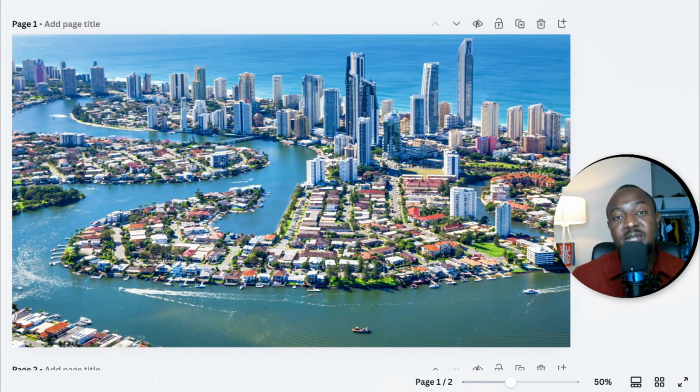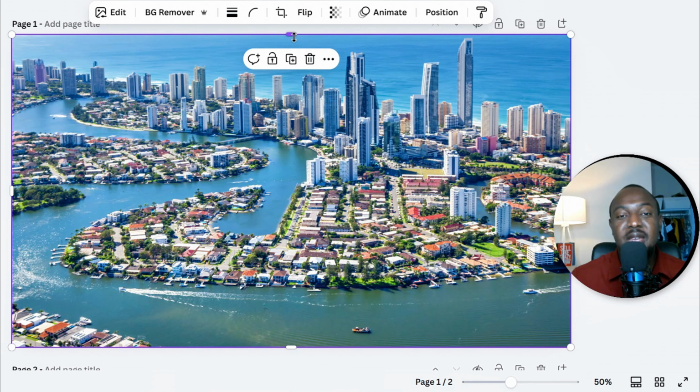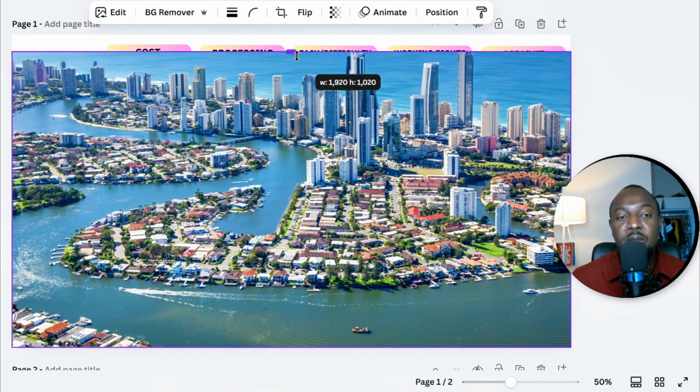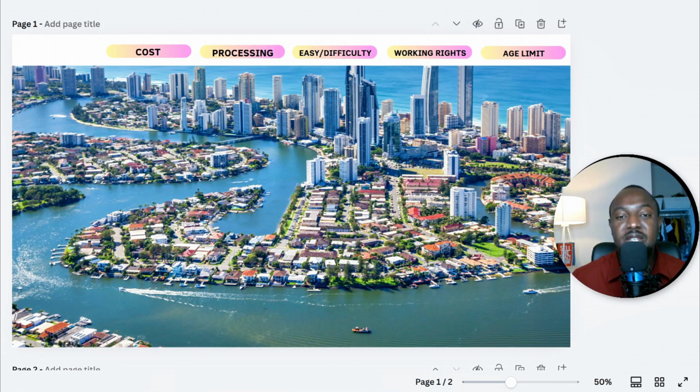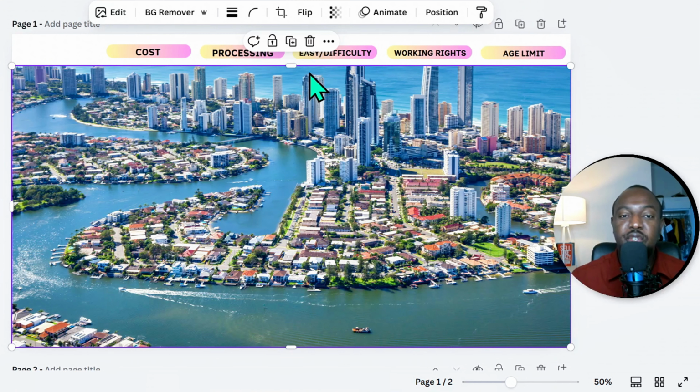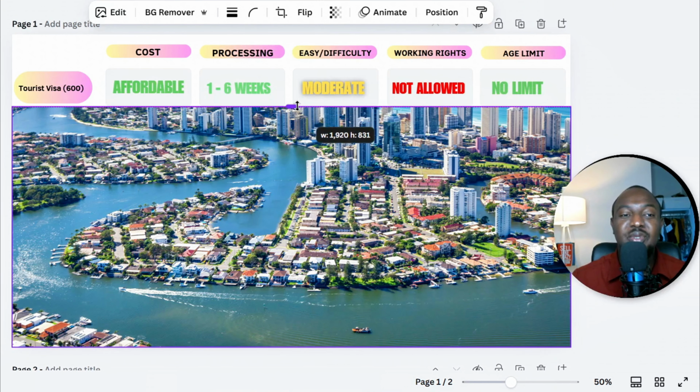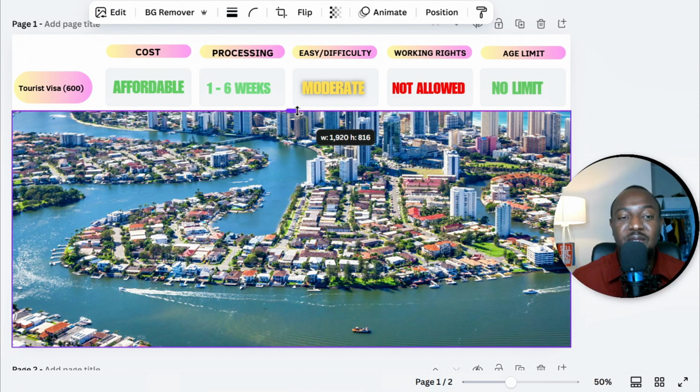So I've got a little presentation here, and as I said, to compare the visas we'll be looking at the cost, processing times, how easy or difficult it is to obtain the visa, whether the visa will give you working rights, and also the age limit. I believe this is what most people will be looking out for when thinking of how to migrate to Australia. So the first on the list is the tourist visa or visit visa.